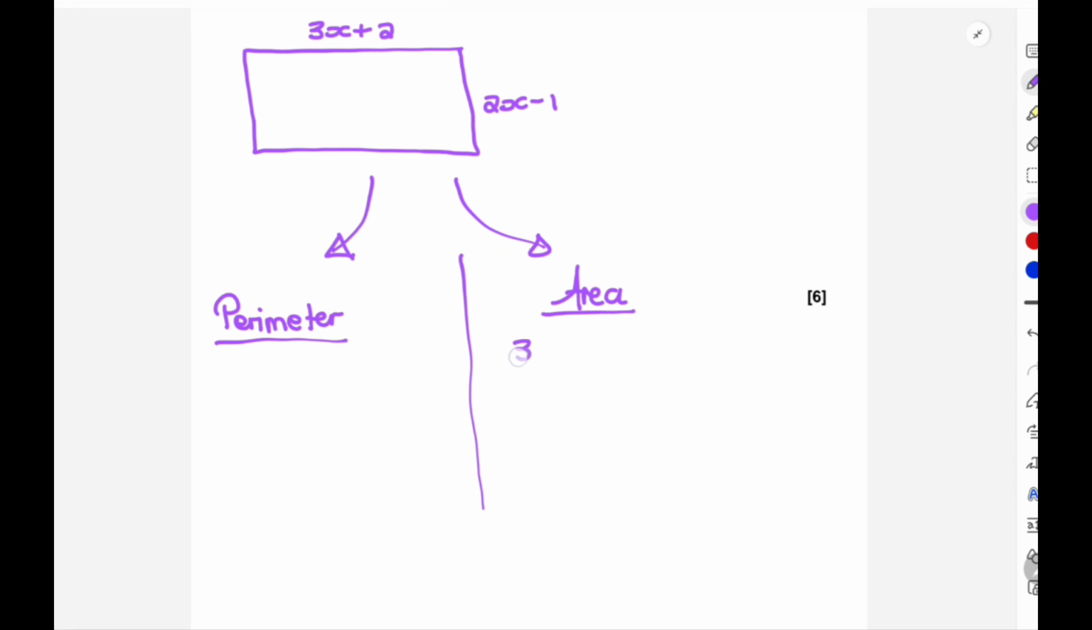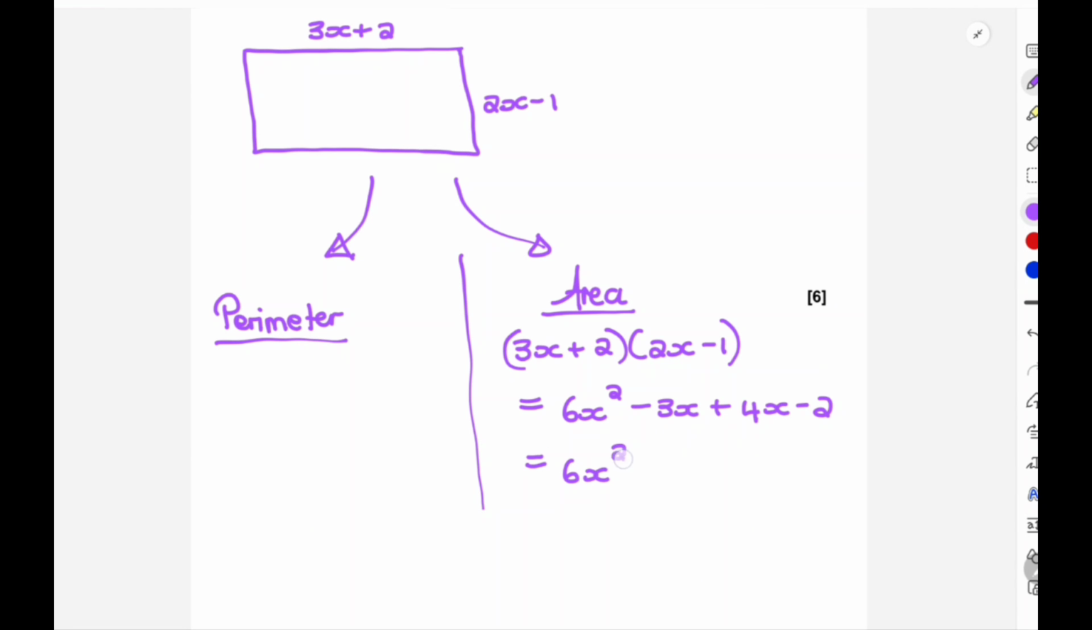Okay, the area is length times the breadth, which gives you 6x squared minus 3x plus 4x minus 2, which gives you 6x squared plus x minus 2. So there's your answer. There's the area in terms of x. And now the perimeter in terms of x, you can just go ahead and add them all together.